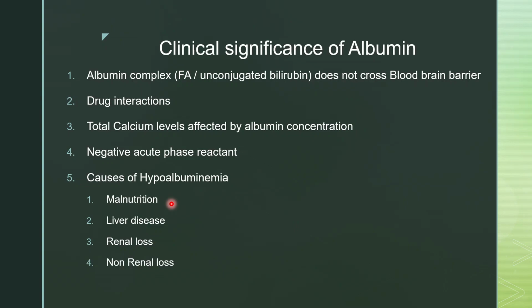Or albumin can be lost from a non-renal cause, not from the kidneys. It is getting lost from someplace else. For example, skin. When there are excessive burns, the albumin is getting lost from the skin. Or in case of hemorrhage, or in case of protein-losing enteropathy or loss from diarrhea. So these are causes in which proteins are getting lost from the body, but not from the kidneys, from some other organs like the GI tract or skin.